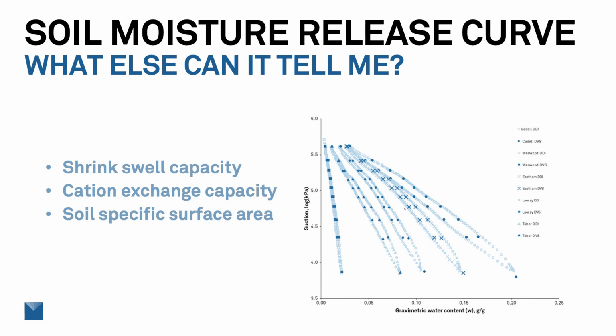We can also use tools for measuring soil moisture release curves to help us predict cation exchange capacity and soil specific surface area. There's a lot of work going on in this area to better understand what this information is telling us and how we can better use these soil moisture release curves to gather this information out of the soil. So there's a lot of information that still needs to be unlocked and better understood about the soil moisture release curve.